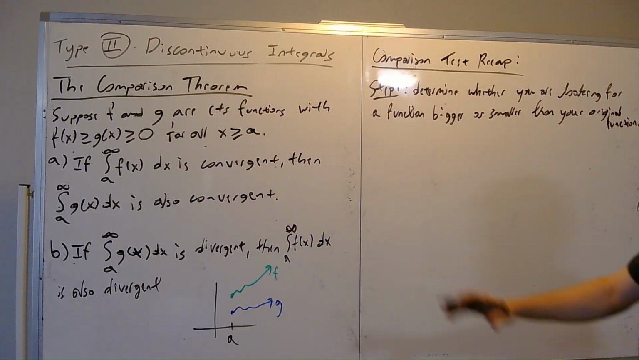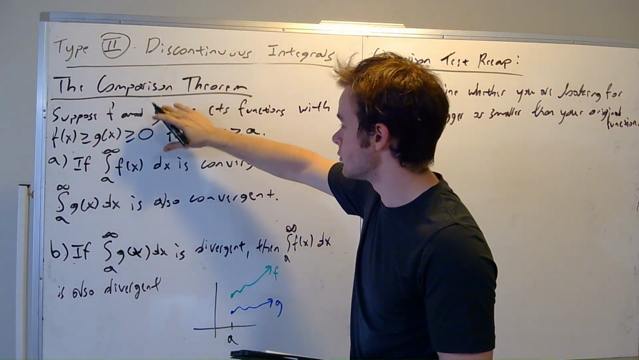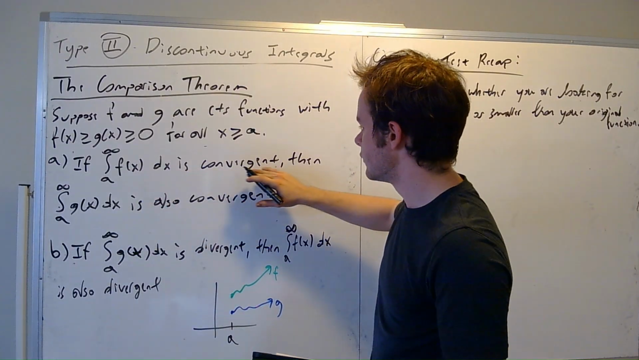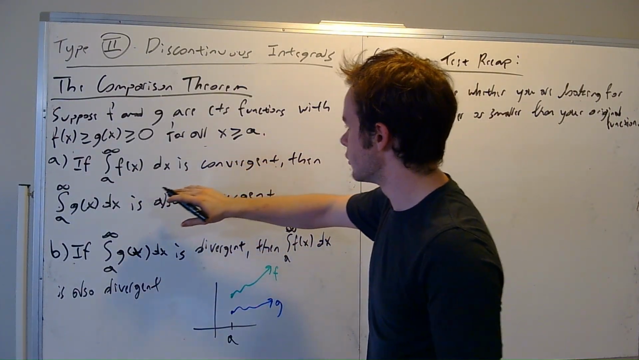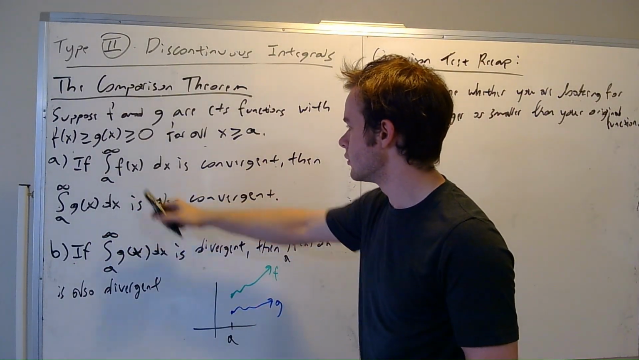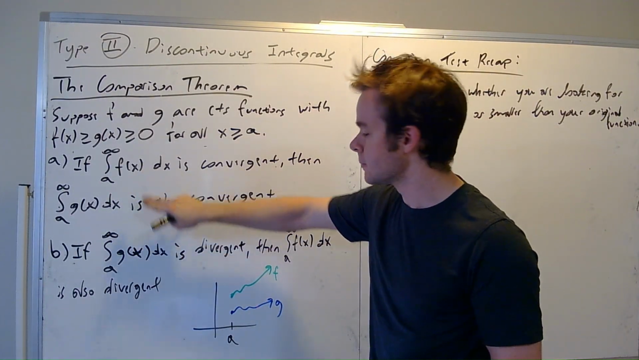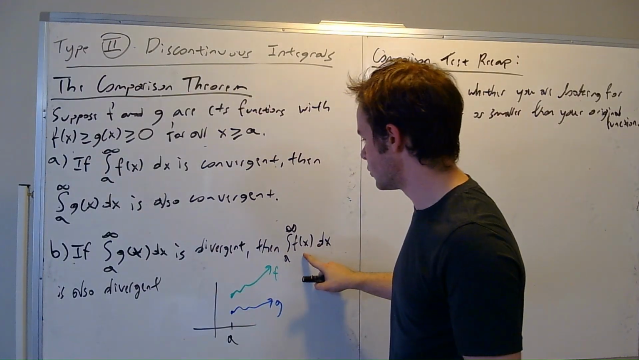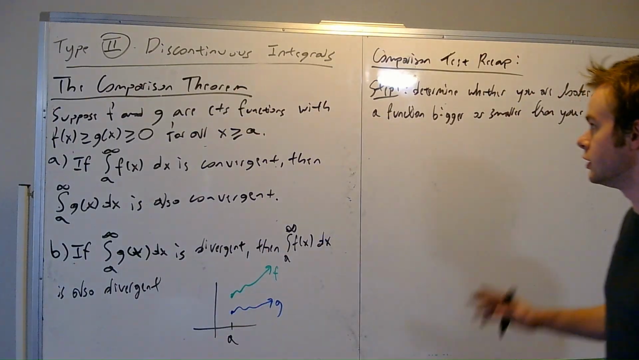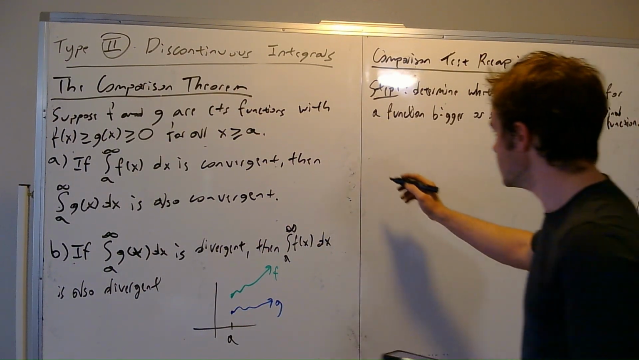Right? So remember, for the comparison theorem, you're trying to look for, in part A, a function that is going to be smaller than your original function. So if this was your original integral, you're looking for one that's bigger. And for part B, this was your original integral, and you're looking for a new function that's smaller. So you need to figure out what you're looking for. That's your first step.